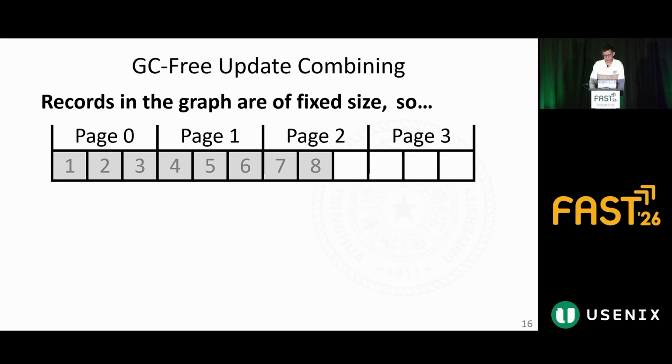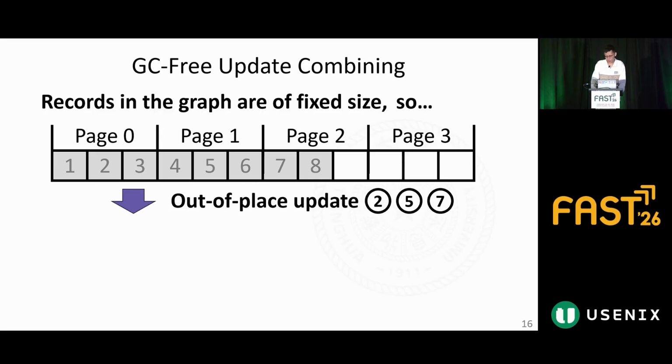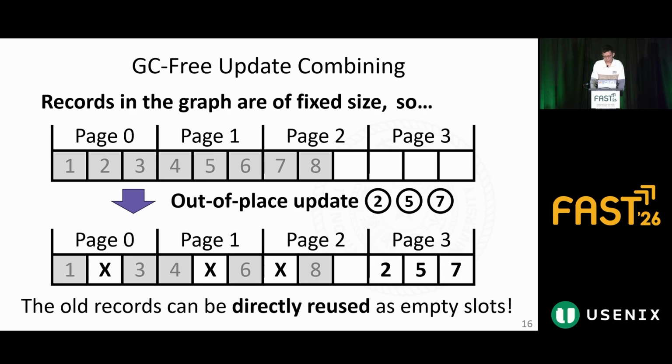Leveraging this, we could do out-of-place updates for records. If we update records 2, 5, and 7 in page 3 with a single SSD write, then the old records, namely 2 in page 0, 5 in page 1, and 7 in page 2, can be directly reused as empty slots without explicit garbage collection, like merging them into a continuous range.